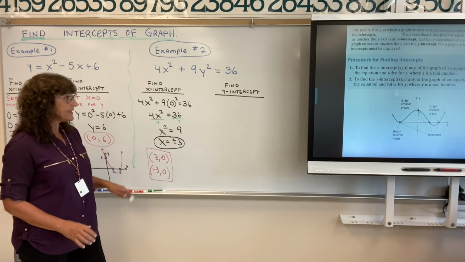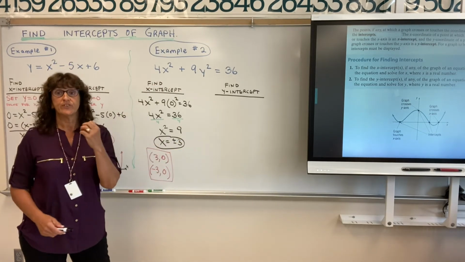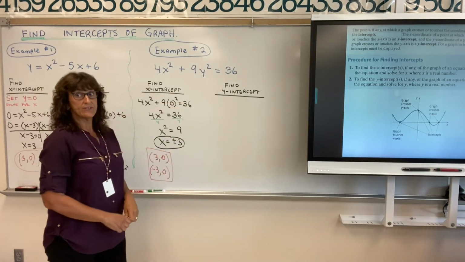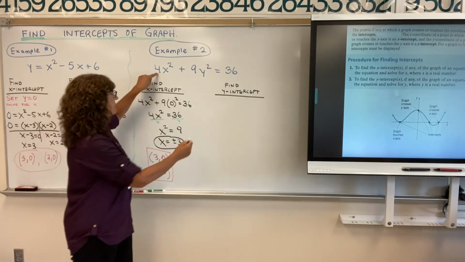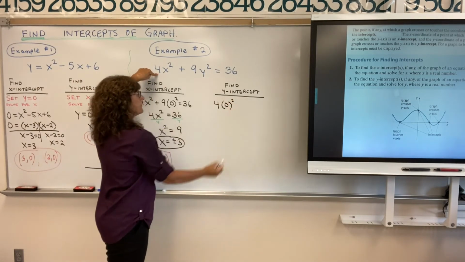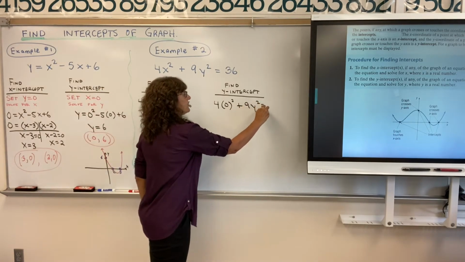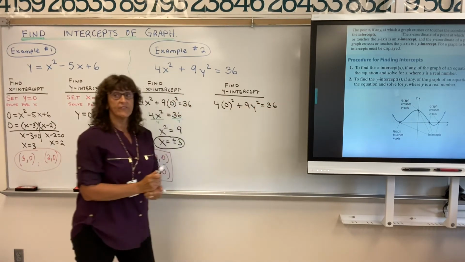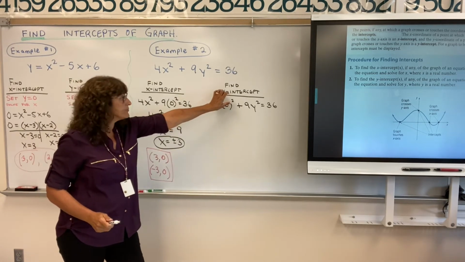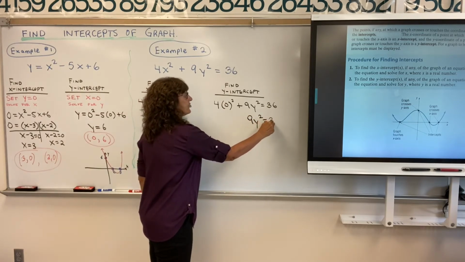Let's find the y-intercepts. Take our equation, we substitute 0 for x. All of the infinitely many points on the y-axis have a 0 for an x-coordinate. So we're going to take this equation and substitute the 0 in for x here. Plus 9y squared equals 36. We want to solve this. The 4 times 0 squared is 0. This term goes away, so you're at 9y squared equals 36.